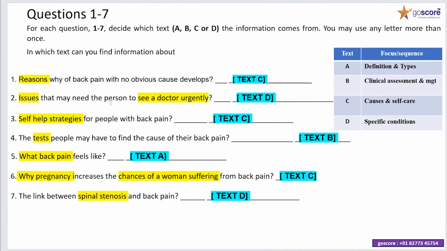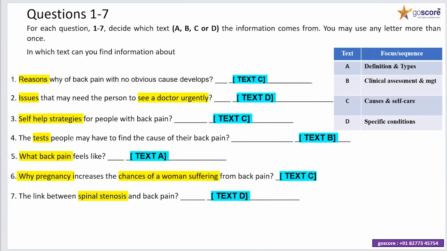Then, issues that may need the person to see a doctor urgently. So issues and see a doctor urgently. We have seen in text D, immediate medical attention. And issues are definitely conditions, so it belongs to specific conditions. So text D. Then, self-help strategies for people with back pain. Self-help strategies means self-care. They have used the synonym self-care instead of self-help strategies. So the text is C.